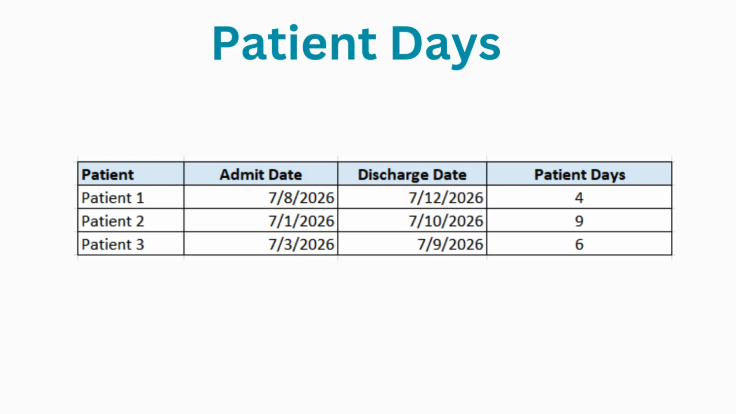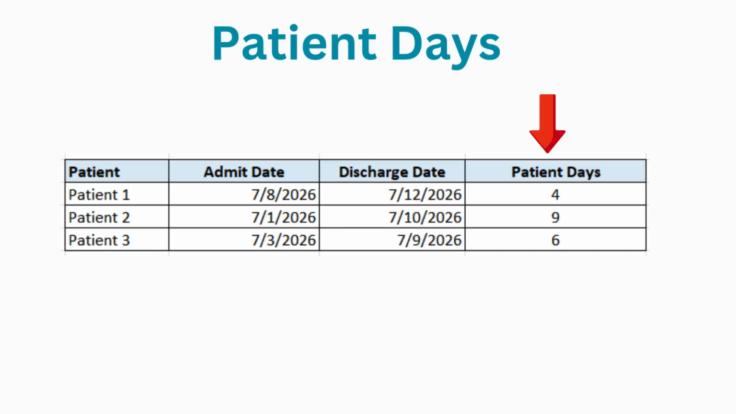Patient number 1 had 4 days. Patient number 2 had 9 days. Patient number 6 had 6 days. So if these were our only patients, we would just sum up these patient days here. That would give us 19 patient days.